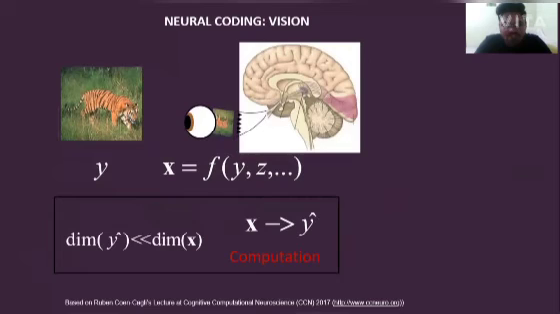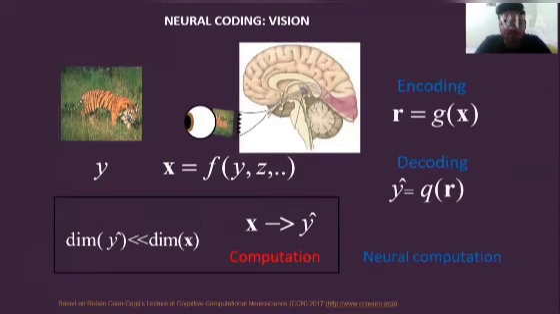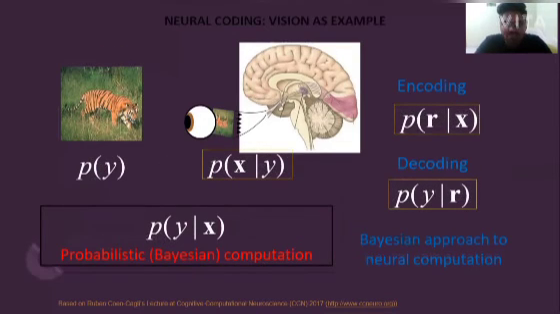So after this computation part, here comes the neural computation part, in which there are two stages: encoding and decoding. In encoding, how sensory signals are transferred in the central nervous system, and in decoding, how this neural activity is decoded to give rise to a percept, to estimate the world that we care about. So next comes the Bayesian approach.